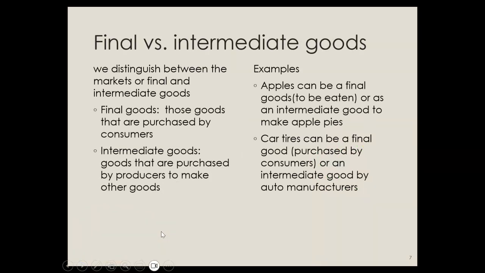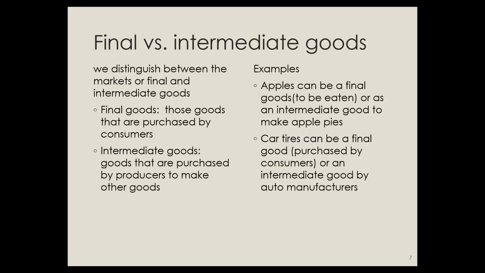Another way we can break down goods and services in different ways is by distinguishing between final and intermediate goods. We distinguish between markets for final goods and for intermediate goods, where final goods are those goods that are purchased by consumers for their own consumption. Intermediate goods, on the other hand, are goods that are purchased by producers to make other goods. For example, apples can be a final good when they are sold to be eaten, or they can be an intermediate good when they're sold in some sort of wholesale way to be used to make apple pies.